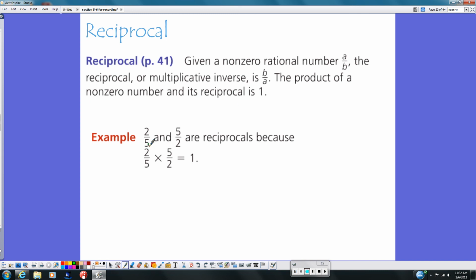So for example, 2/5 and 5/2 are reciprocals because, first of all, they're flipped. The bottom number went to the top and the top number went to the bottom, but also when you multiply them together you get 1. You get 10 over 10, which simplifies to 1.